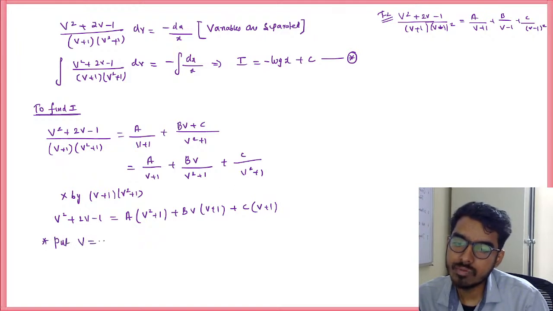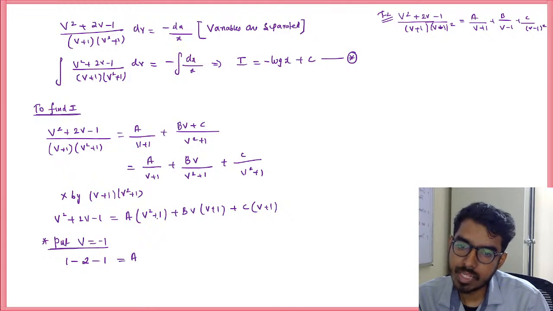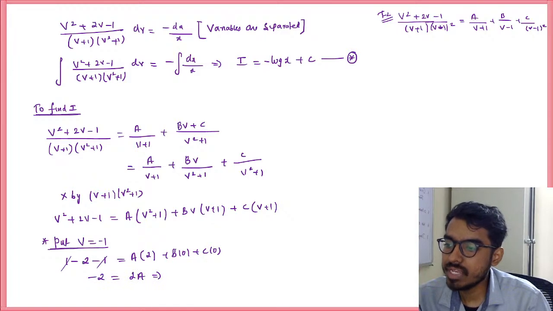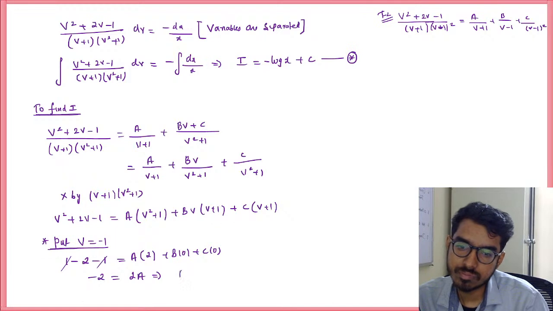So put b equal to minus 1. If you put b equal to minus 1, here you will have 1 minus 2 minus 1, right? Minus 2 equal to a into (minus 1 square plus 1). So this will be 2, and the other term will be 0, right? Minus 1 plus 1 gets cancelled. Yeah, minus 2 is equal to 2a. Implies the value of a is minus 1.